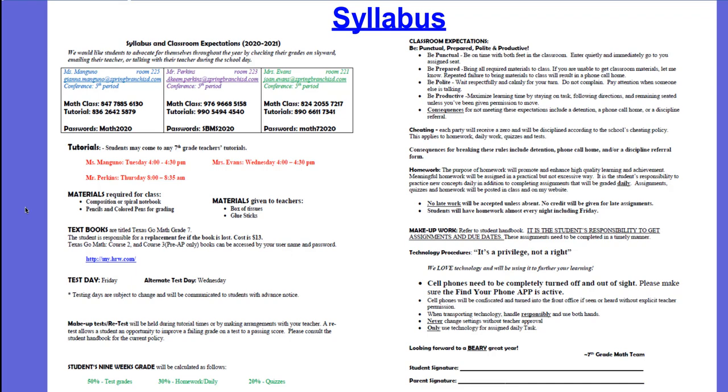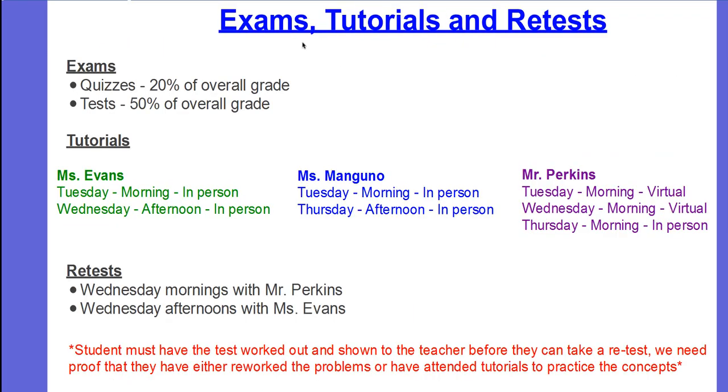Now, in terms of textbooks, we do have online access to textbooks for PreAP. We have both the 7th grade and 8th grade textbook accessible to them, and then for 7th grade academic, we have just the 7th grade textbook available to them. Our test days are going to be generally Fridays, and our alternative days are going to be Wednesdays. So let's go ahead and talk about exams, tutorials, and retests.